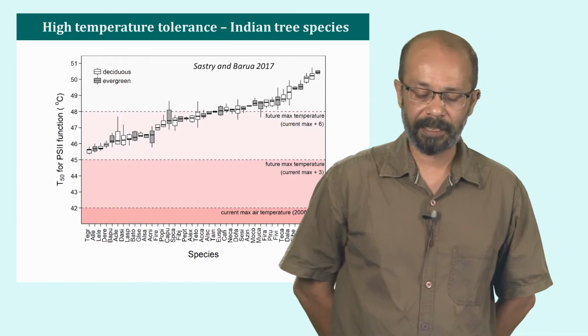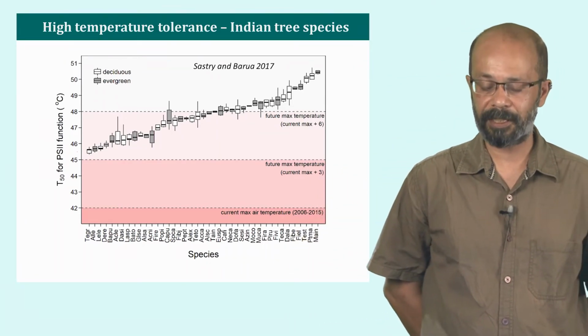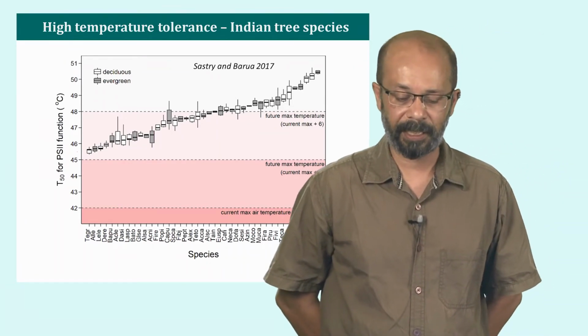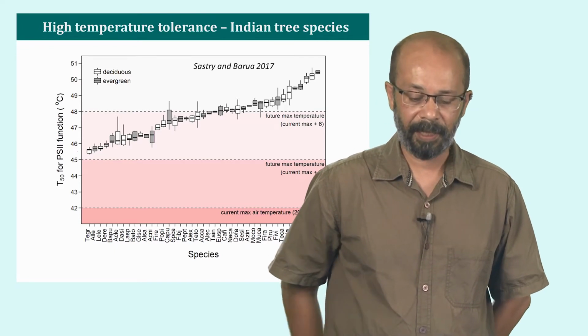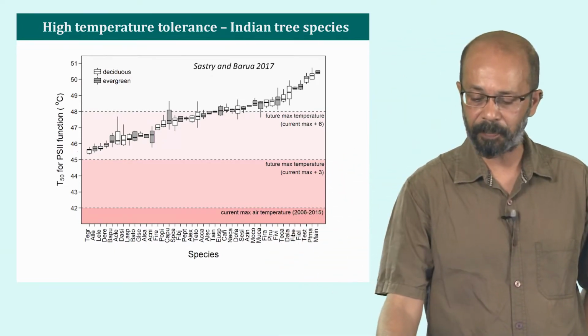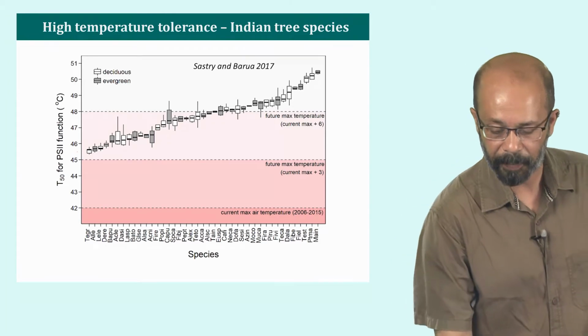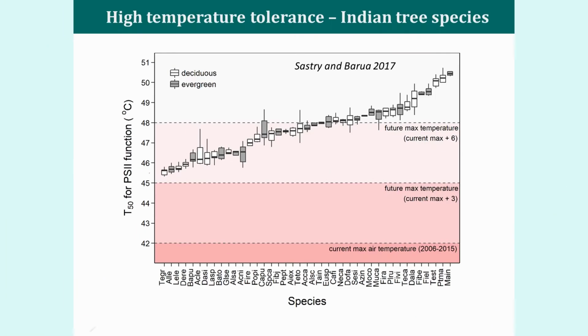Shown here are some results for Indian tropical tree species from a study that was conducted in my lab. We looked at temperature tolerance in 40 tropical tree species from this region and found that there was wide variation in the upper limits of temperatures that these different trees could sustain, from approximately 45 degrees on the lower end to greater than 50 degrees for trees that were more temperature tolerant.